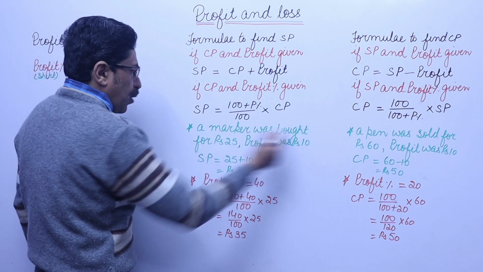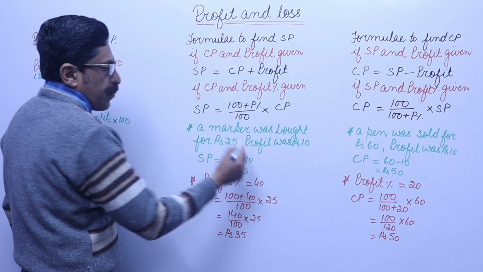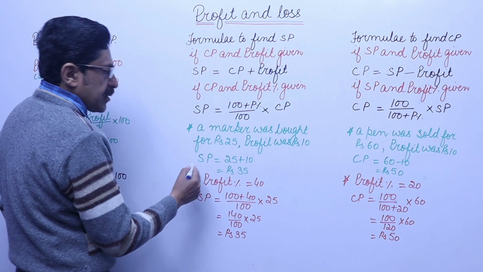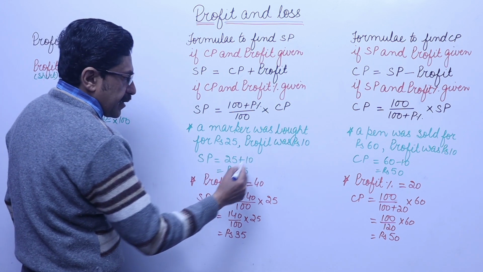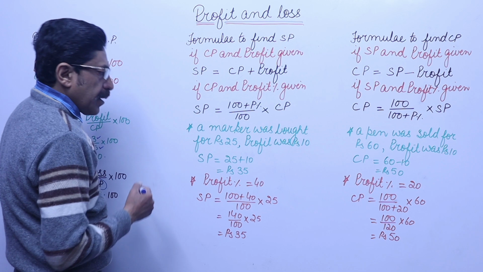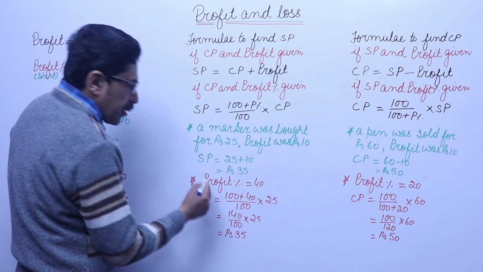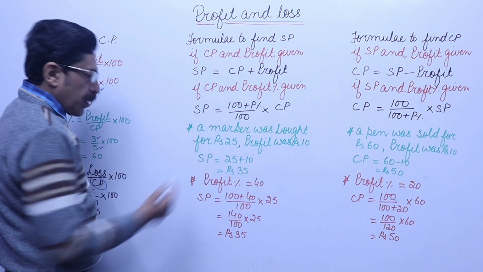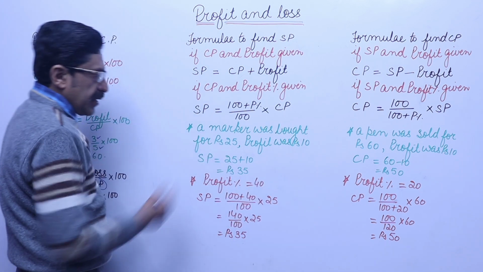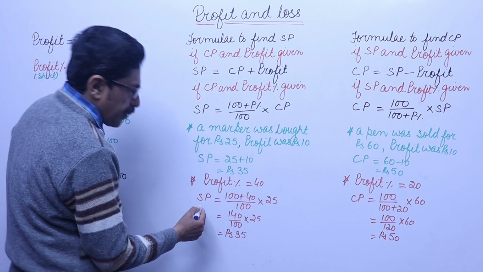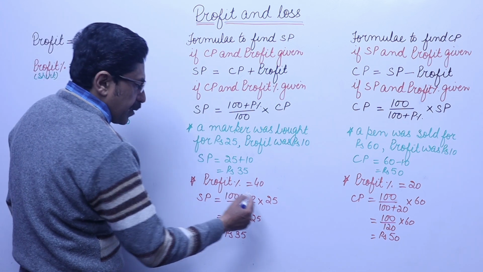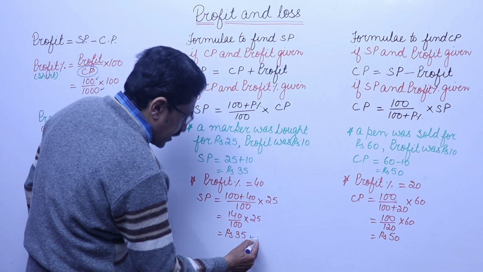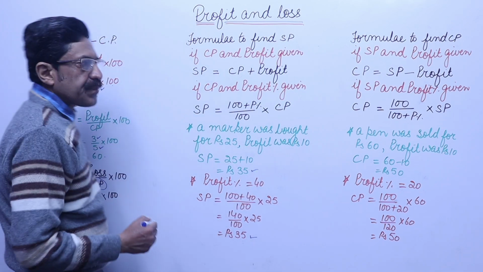A marker was bought for rupees 25 and profit was rupees 10. What is the selling price? Selling price is 25 plus 10, that is 35. But what about if in place of profit, profit percent was given? Profit percent is given as 40, then using this formula, selling price is equal to 100 plus 40 over 100 into 25, which again gives us the same answer, 35.